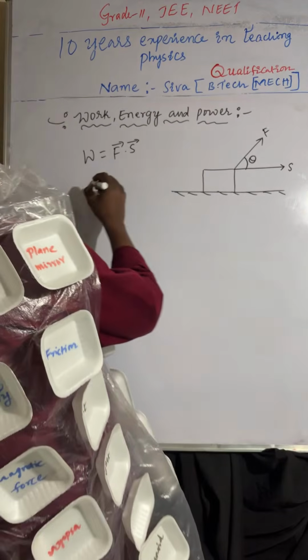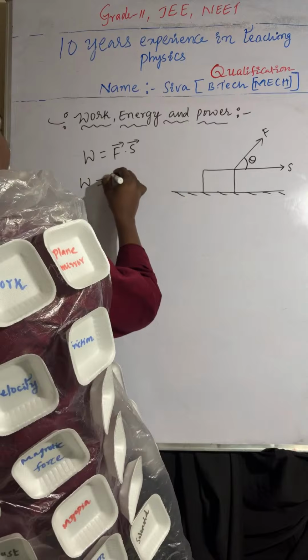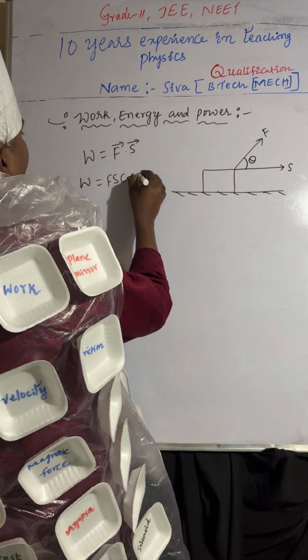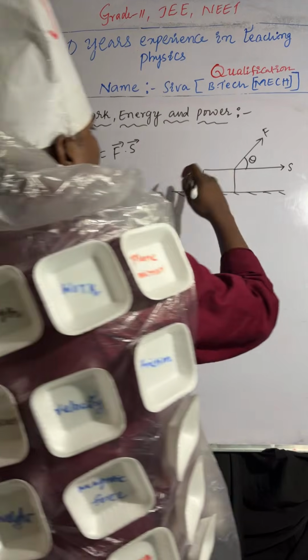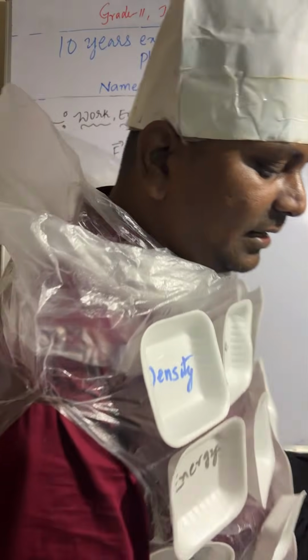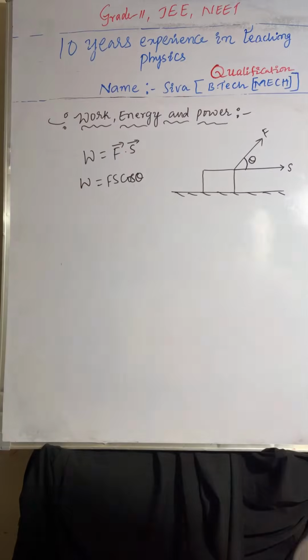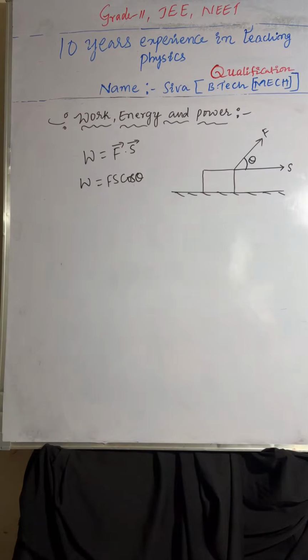So now you can take W equal to Fs cos theta, because the body is moving along the horizontal direction. The horizontal component is responsible for the movement of the body. That's why we are taking cos theta. Understood or not? Right, so the object is moving along the horizontal direction.